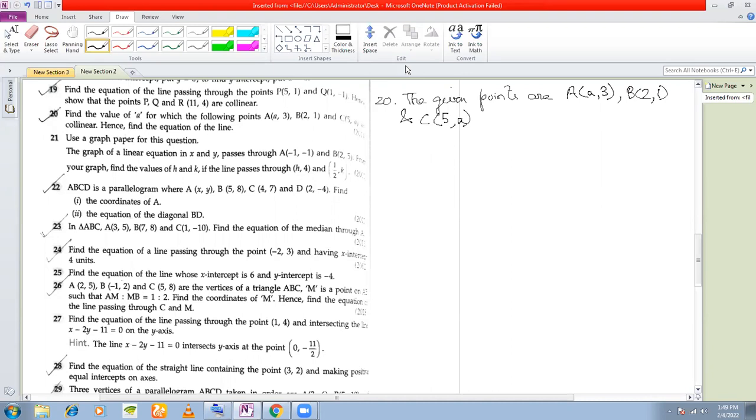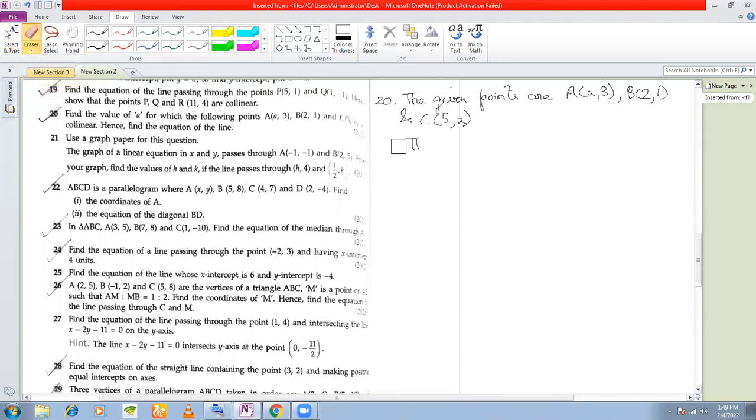So once you find out the value of A, you can find out the equation of the line. Now, in order to answer this question, choose any 2 points. Either you can choose A and B, or A and C, or B and C. Any combination you choose. Let us choose A and B, and find out the equation of the line joining A and B.